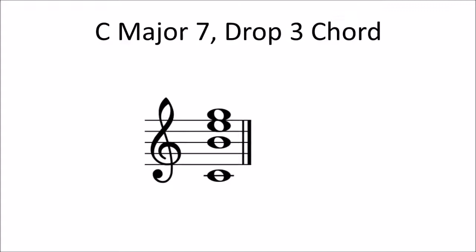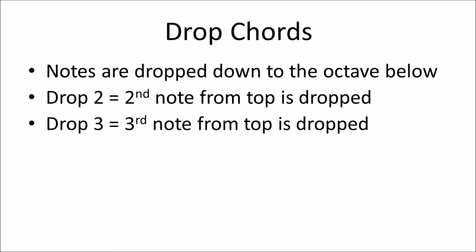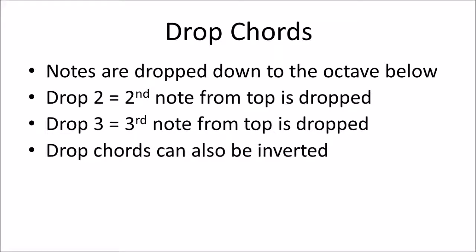So the formula for this chord is root, seventh, third, and fifth. This would actually be a drop 3 chord of the third inversion because the root note is dropped down to the bass. And if you raise that root note that was dropped, you'd have the formula of seventh, root, third, and fifth, which is the third inversion of a C major 7 chord. And it can also work the other way around, where you have an inversion of a drop chord. So it can get a little confusing, but if you study the formulas and the notes on the staff, it starts to make sense after you think about it.